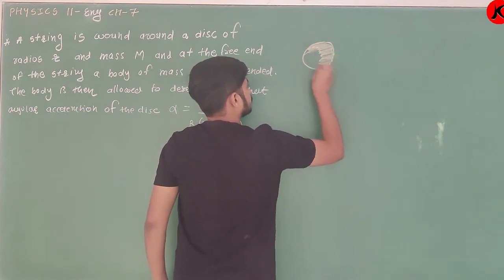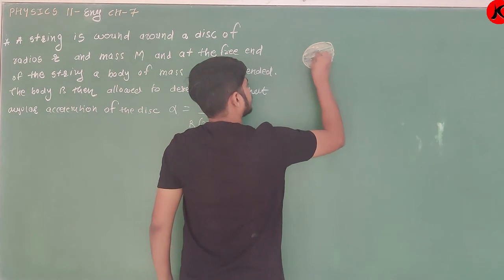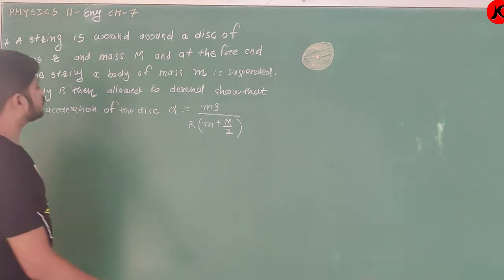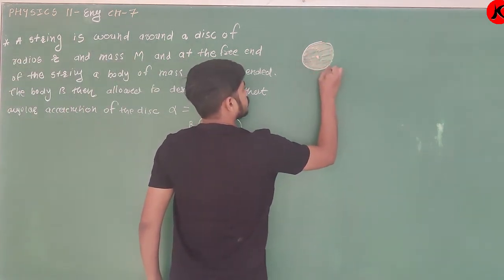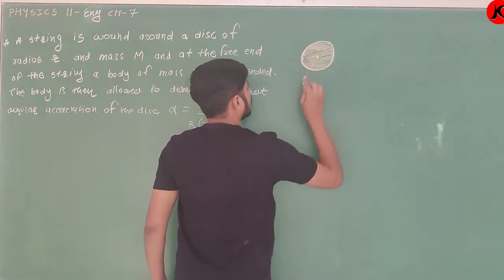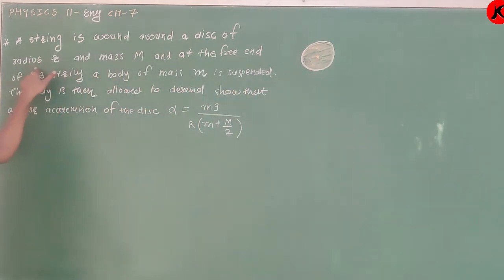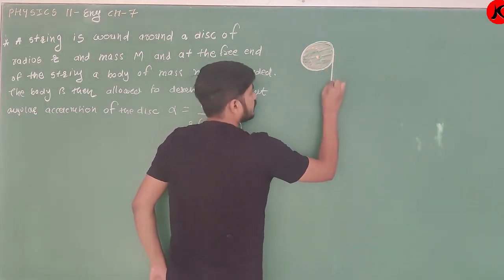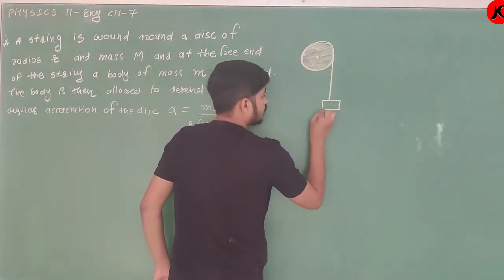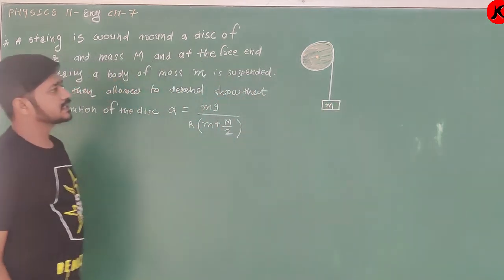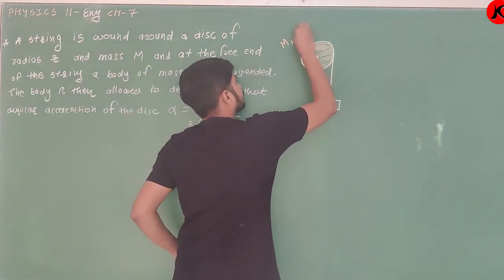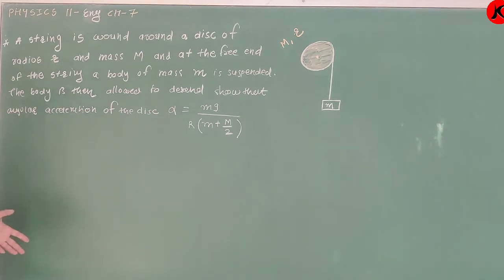Suppose it is a disc. A string is wound around the disc. The mass of the disc is capital M and its radius is R. And at the free end of the string, a body of mass m is suspended. Let it be the free end of the string, and a body of mass m is suspended. Clear about this? It is a disc having mass M and radius R.